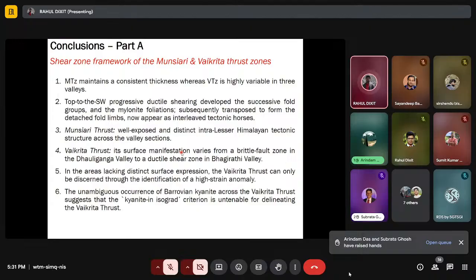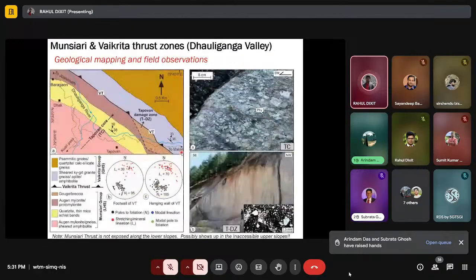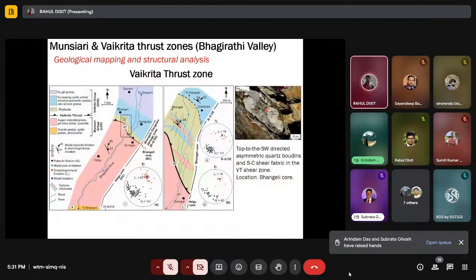So if we talk about the Bhagirathi Valley, it is essentially a ductile shear zone, as it is very clear from this photograph. You see these asymmetrical quartz boudins that basically got caught up along the shear zone. These are southwest-directed asymmetric quartz boudins and SC fabric within the Vakrita thrust shear zone, giving it a ductile behavior of the shear zone.